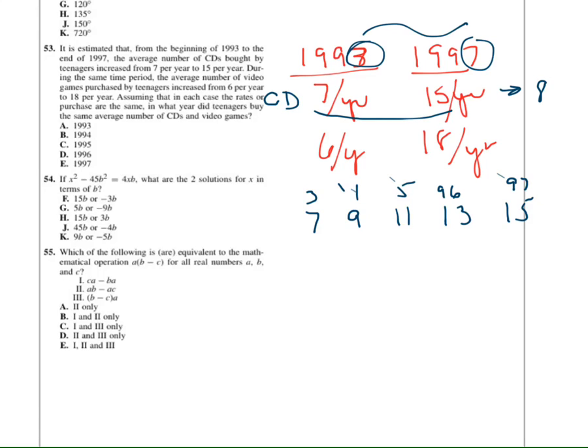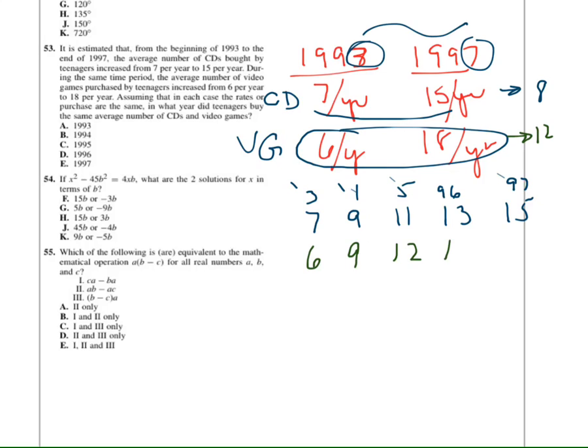Okay? And then we'll do the same thing with the video games. The video games, let's do that in green. 6 to 18 is a difference of 12 over a 4-year period, so they went up by 3 each year. So they went 6, 9, 12, 15, then 18. Now, assuming they increase the scenario, what year do the teenagers buy the same average CDs as video games? So it looks like in that first year, they both did, and that was 94. So in 1994, they had exactly the same average number that they purchased.